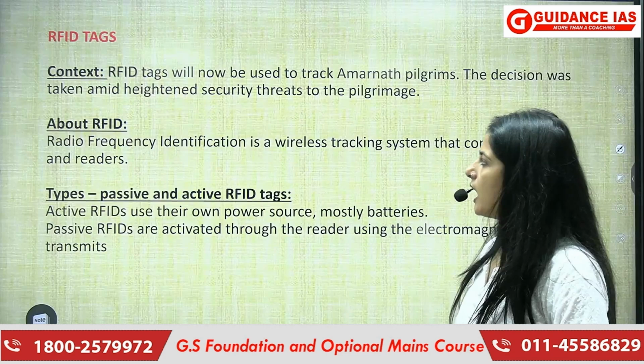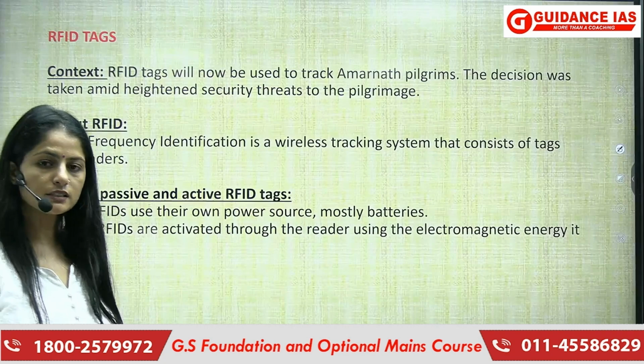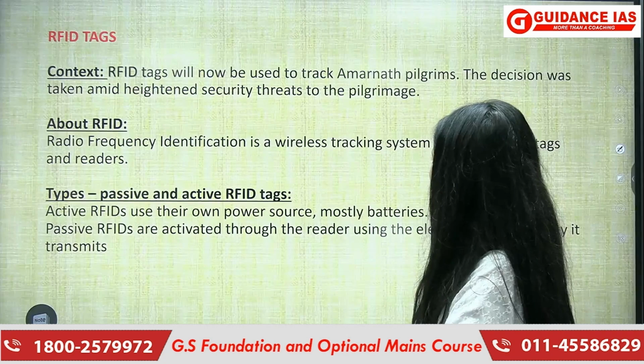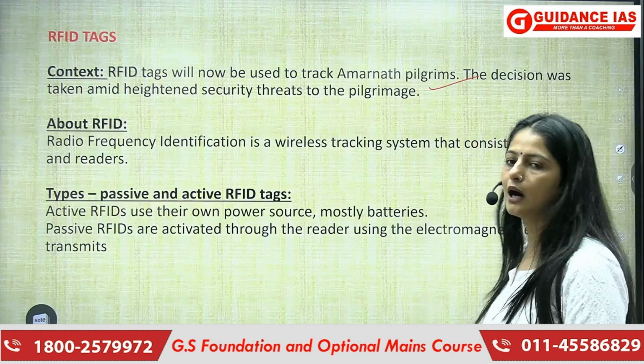RFID tags. The next topic is RFID tags. RFID tags were in the news a lot. This technology in particular was in the news many times. Today we will understand what this technology is and why we are studying it. Definitely we'll see that as well. The context is that RFID tags will now be used to track Amarnath pilgrims, so that we can provide them good security.